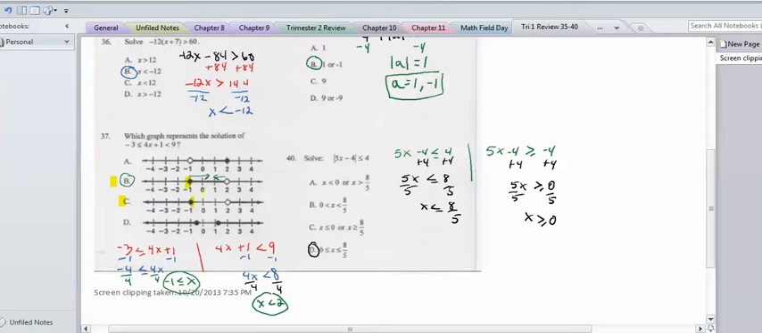And then I have an open circle at 2. So again, it could be either one of these. Now we have to look to see which way the shading's going. So we have x is bigger than, so it's going to shade bigger than -1. It's going to go this way. And then x is smaller than 2. It's going to go that way. So that's why it's B.